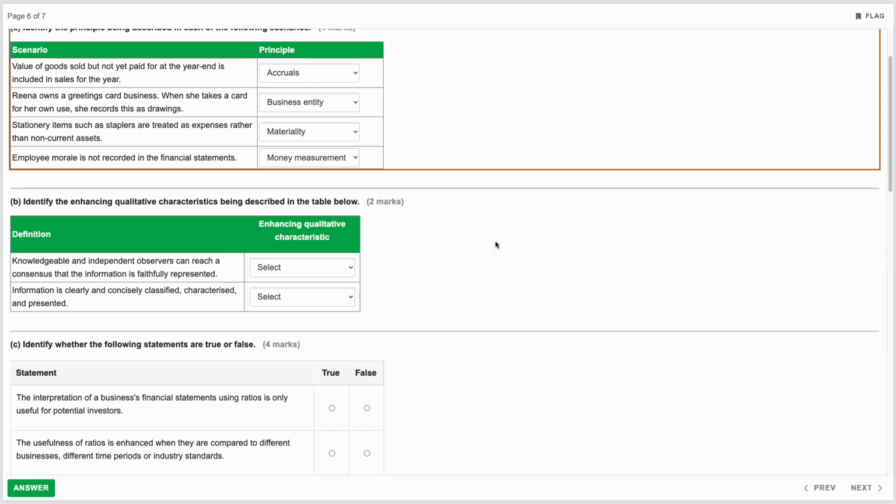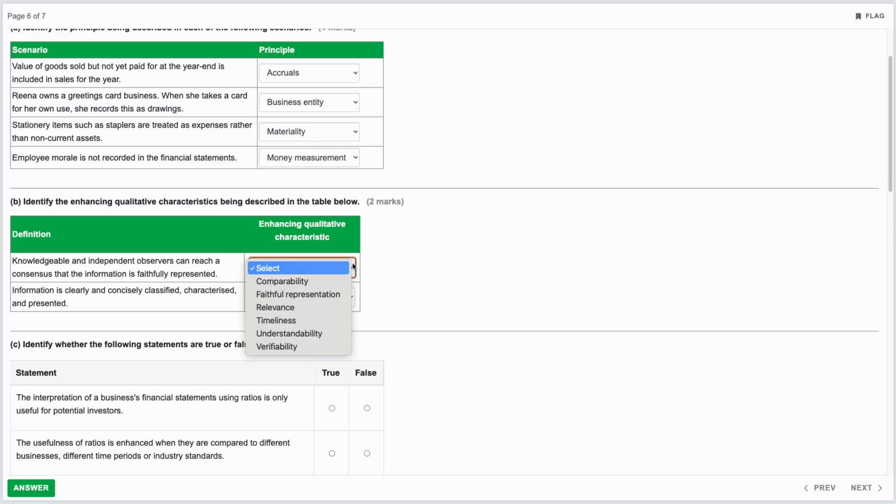So the first one, knowledgeable and independent observers can reach a consensus that the information is faithfully represented. So we need to select which enhancing qualitative characteristic that relates to. We've got 6 on there, albeit there are only 4 enhancing qualitative characteristics. So straight away I can get rid of faithful representation and relevance, because the only enhancing qualitative characteristics we have are comparability, timeliness, understandability, and verifiability. So out of those options, I would say that the most appropriate would be verifiability.